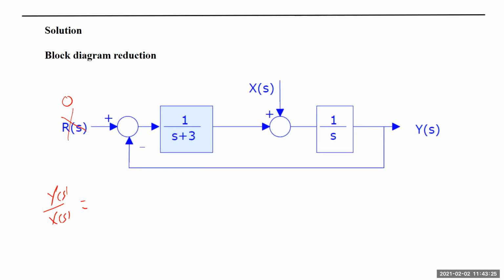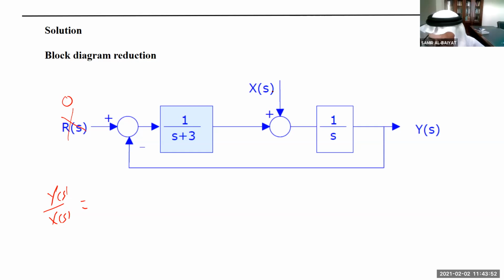Guys, of course you have many choices. Either you take X of s before the 1 over s plus 3 and it will be the same, or you take Y of s and multiply it and solve it in an algebraic way. Not algebra, this is loop. Let me rewrite it to you and you will see. Rewriting is better.